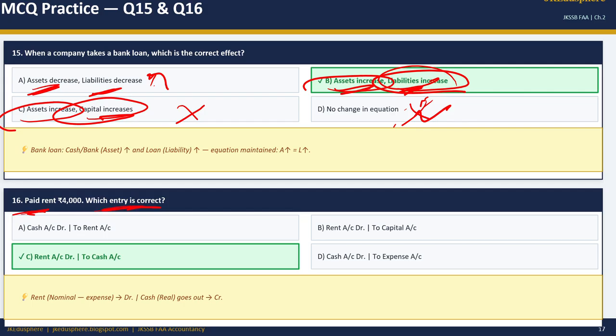Paid rent, which is the entry? Rent account debit, as rent is a nominal expense, so debit will be done. Cash is a real account, so it goes out, so credit.